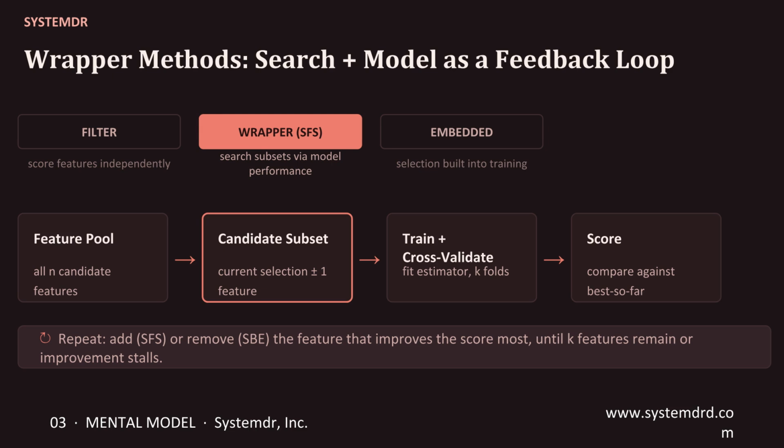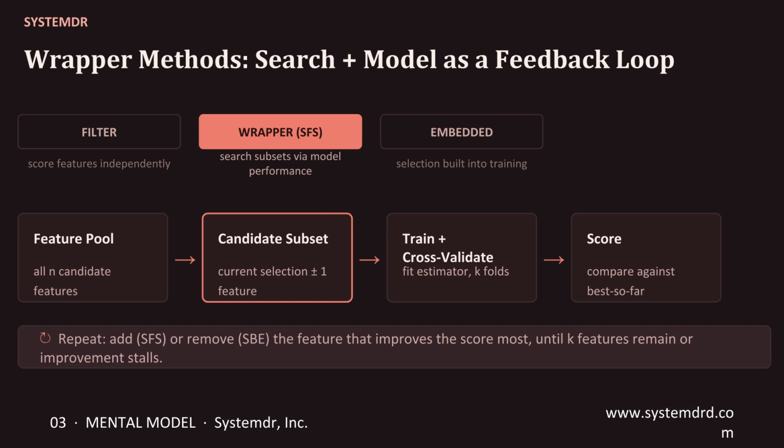Embedded methods build selection into training itself. Think Lasso's L1 penalty, or a random forest's built-in importance scores. Efficient, but the selection is tied entirely to that one model's inductive bias. Wrapper methods, where SFS lives, take a different approach entirely. They treat the model as a black box and search over subsets of features by actually training and evaluating candidates.